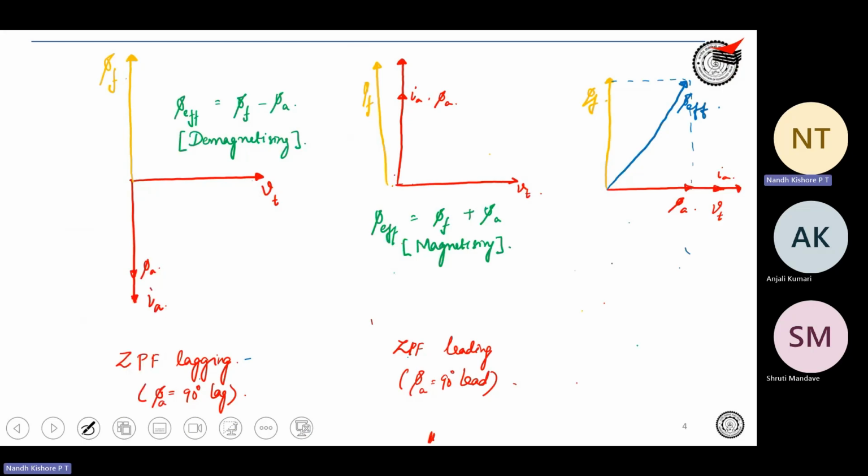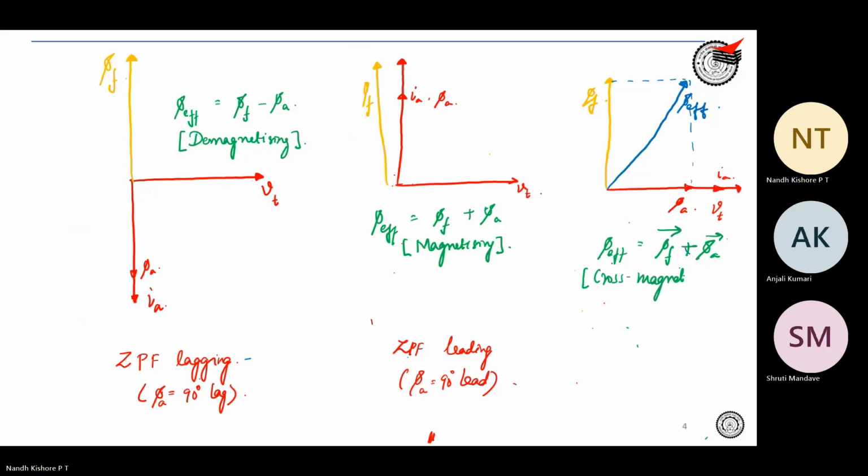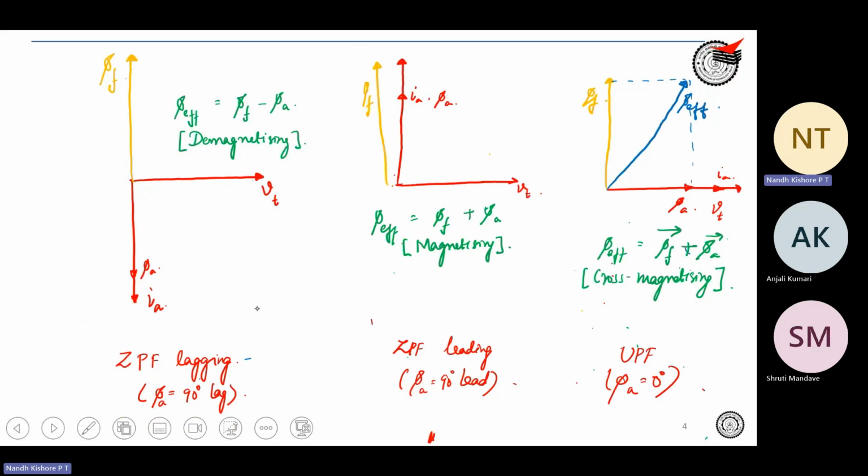Okay. So your phi effective is going to be a vector addition of phi F plus phi A. Which means that you're going to get some angle over here, which is a cross magnetizing effect. So this is your unity power factor condition wherein your phi A is equal to 0 degree. Okay. So this is the effect of armature reaction, that is, what is phi effective due to the magnetic field produced by your stator current.